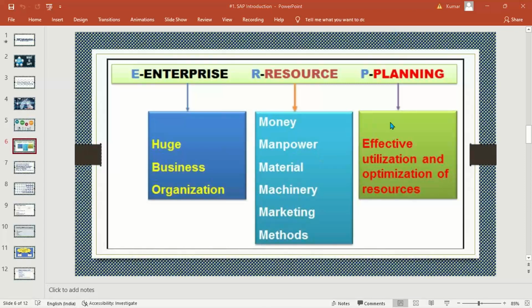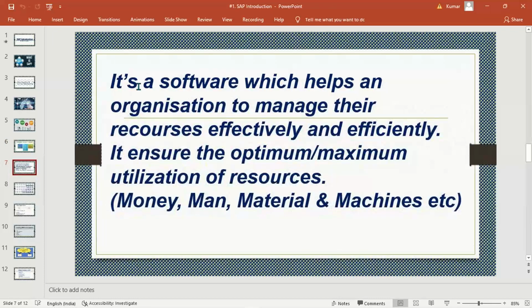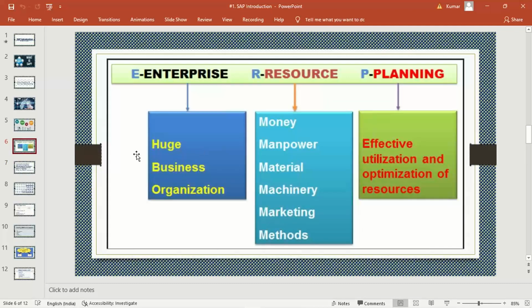Now, the next one is planning. Planning about what? Planning about the effective utilization and optimization of resources. If you talk about the definition, it's a software. ERP is nothing but software which helps an organization manage its resources effectively and efficiently. It ensures the optimum and maximum utilization of resources, right? The same thing I have explained here.